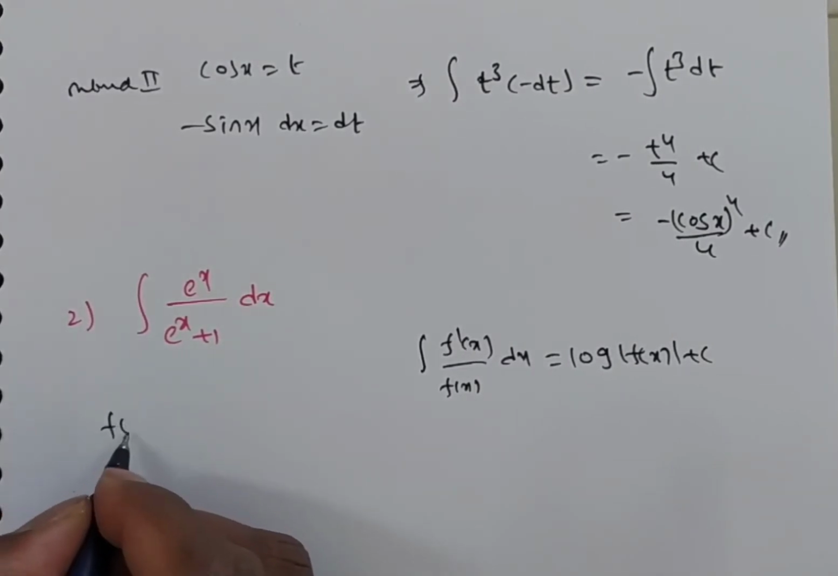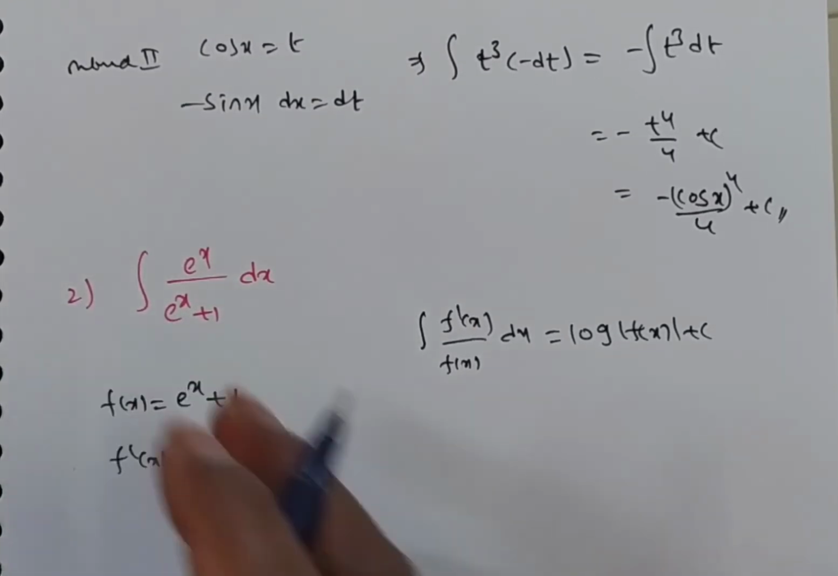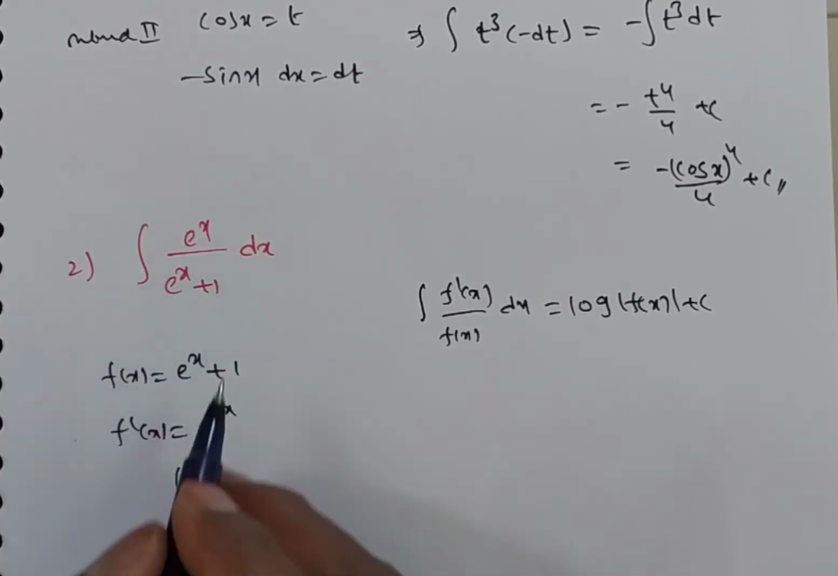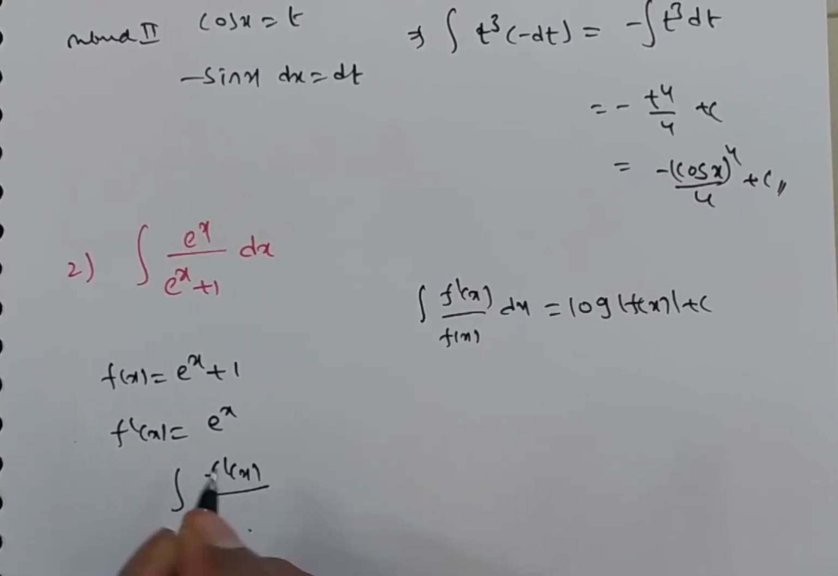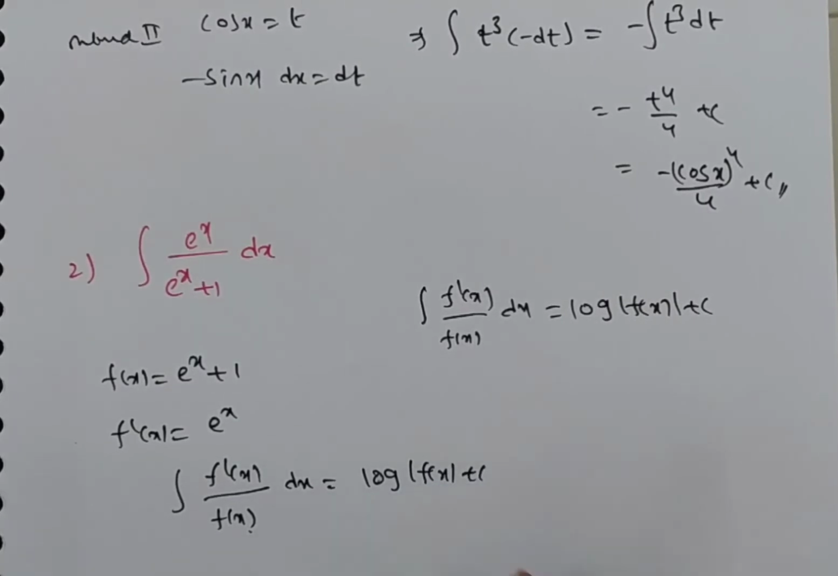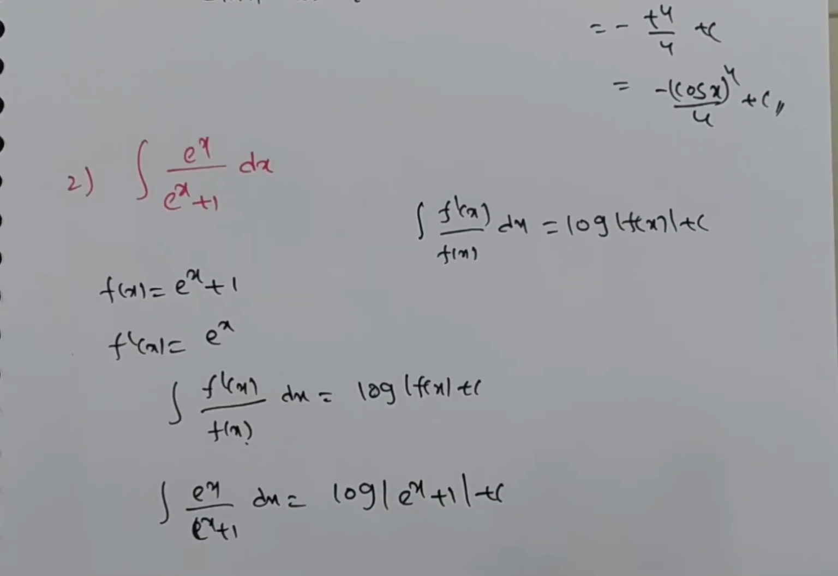Directly, you can consider f of x is equal to e to the power of x plus 1. Then f dash of x is equal to e power x, since the derivative of e power x is e power x. Now you substitute in the above equation. Then you will have the integral of f dash of x by f of x dx. What is the integral of f dash of x by f of x? We have log of mod f of x plus c. So the integral of e power x by e power x plus 1 dx is equal to log of mod of e power x plus 1 plus c. So this problem you can do in the general method.